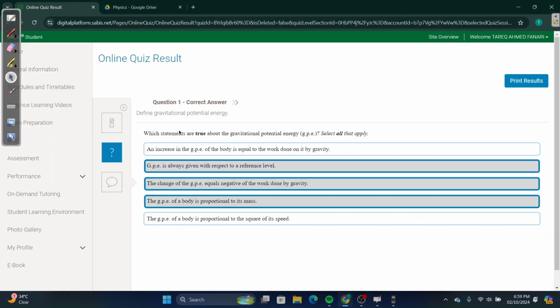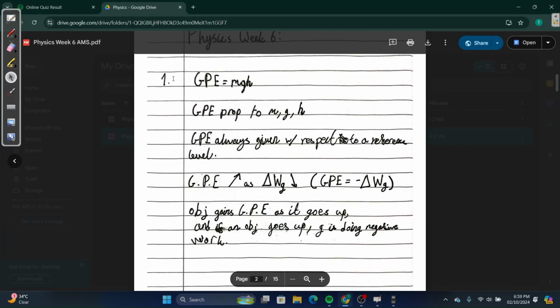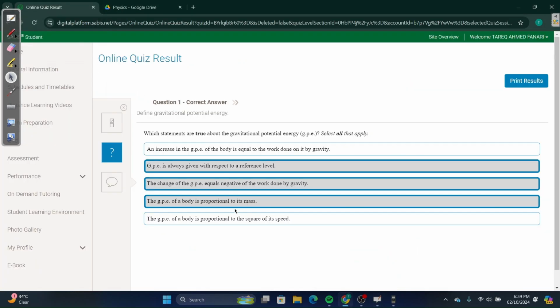Now, the GPE of a body is proportional to its mass. GPE equals mgh, so the GPE is proportional to the m, to the g, and to the h. So this means that it's proportional to the height, to the gravitational acceleration, and to the mass. The GPE of a body being proportional to its velocity, that's not correct. That's closer to kinetic energy. An increase in the GPE is equal to the work done on it by gravity? No, this is the actual one.